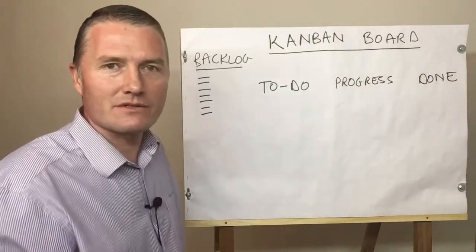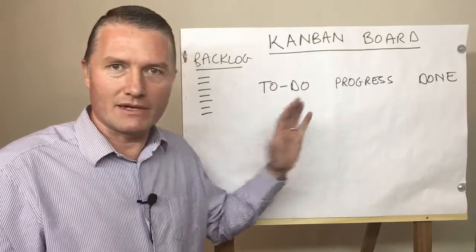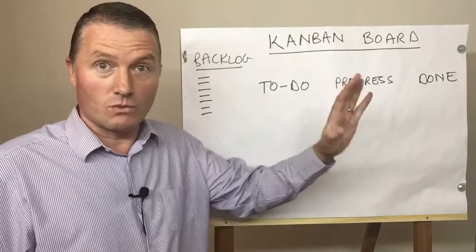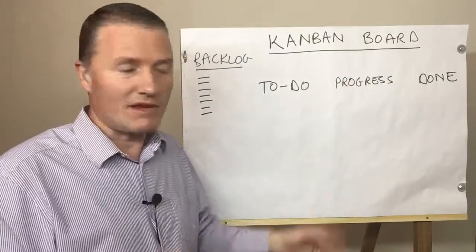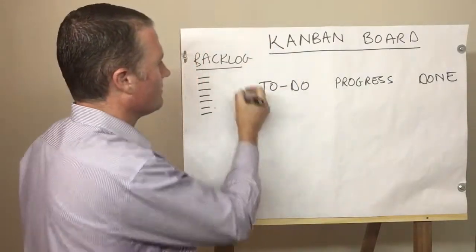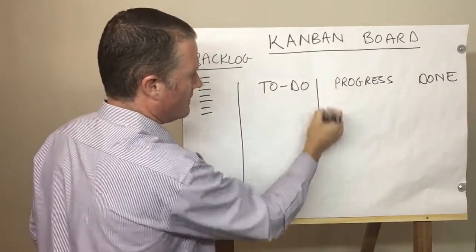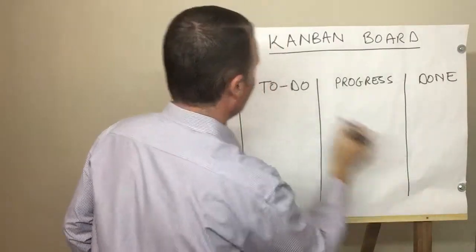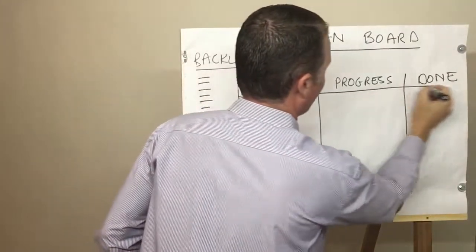And I've done this on whiteboards, I've done it digitally, I've done it on a wall somewhere where we just didn't have anywhere else that we could put it. 3 columns. Keep it simple. So that's your first column, that's your second column, and that's your third column.